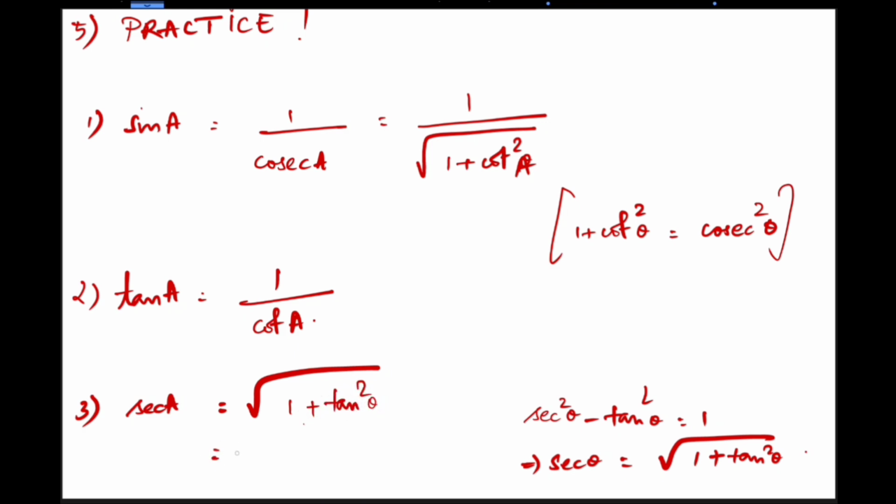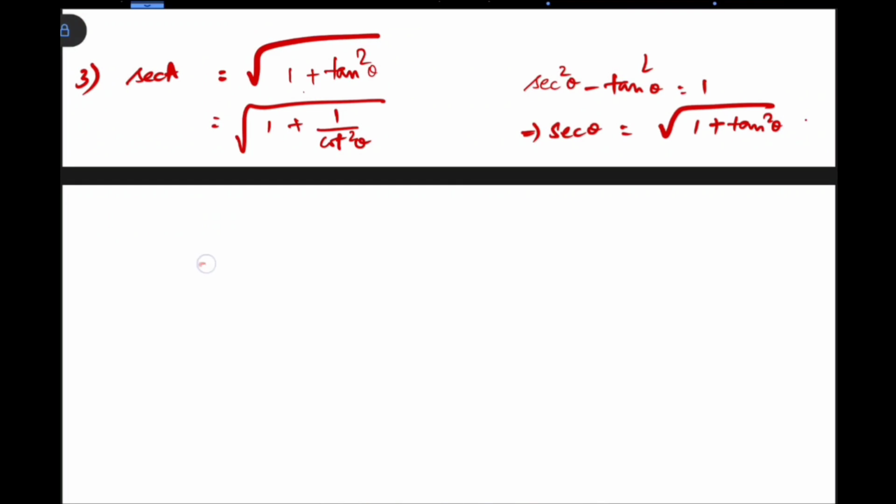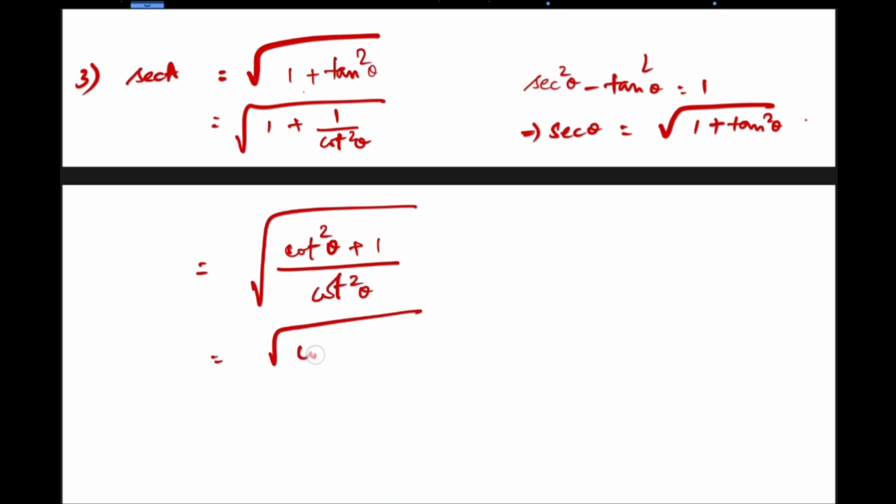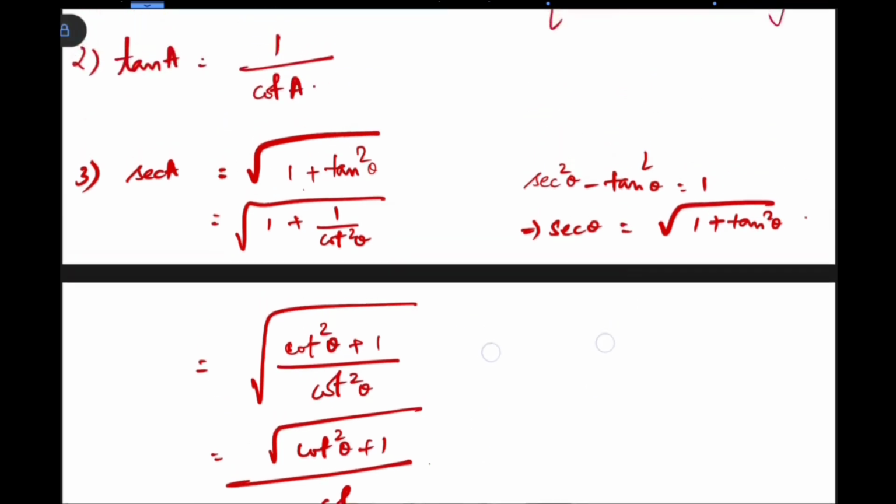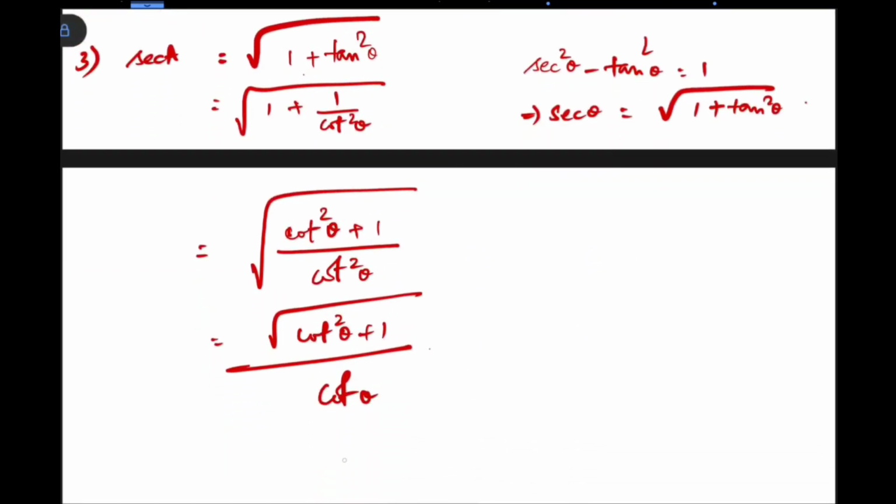We can express tan theta as 1 by cot theta: root of 1 plus 1 by cot square theta, which is root of cot square theta plus 1 by cot square theta. That is root of cot square theta plus 1 by cot theta. So we can solve like this.